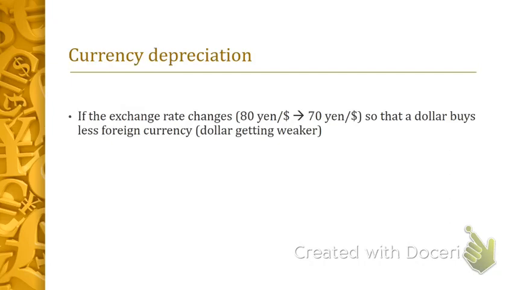Currency depreciation. If the exchange rate changes from 80 yen per dollar down to 70 yen per dollar, so that a dollar buys less foreign currency, the dollar is getting weaker. If that happens, that's depreciation. All right, everybody got it?